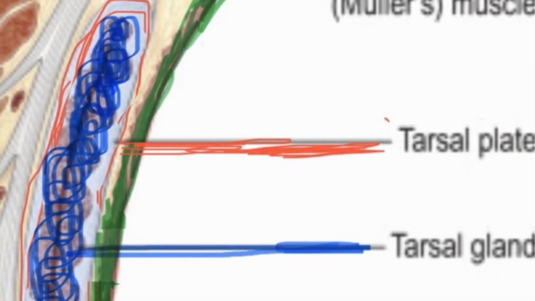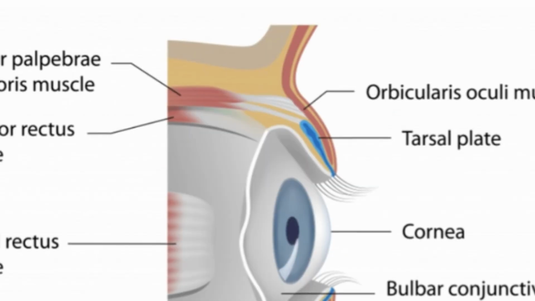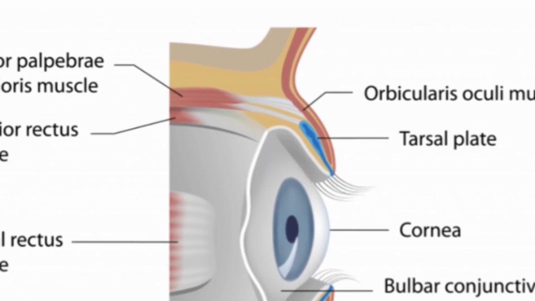F for fibrous layer, orbital fat, which is held back by the septum. L is for levator aponeurosis, a strong fibrous sheet that originates from the levator muscle. M is for Müller's muscle, a smooth muscle that is located beneath the levator aponeurosis and helps open the eye.